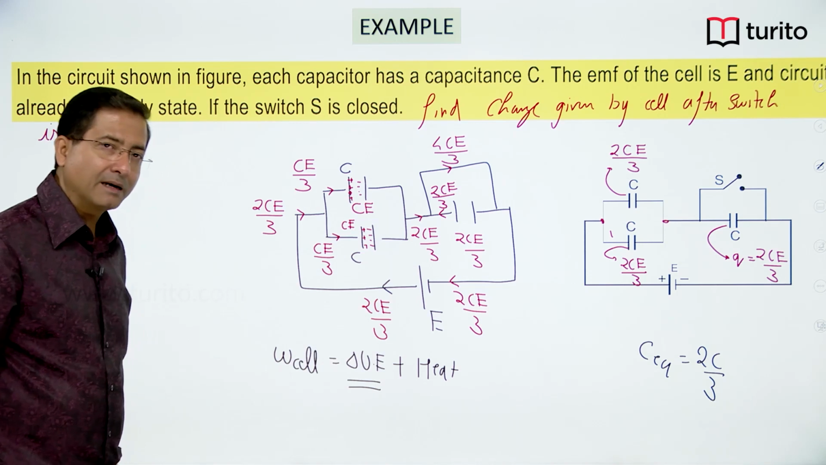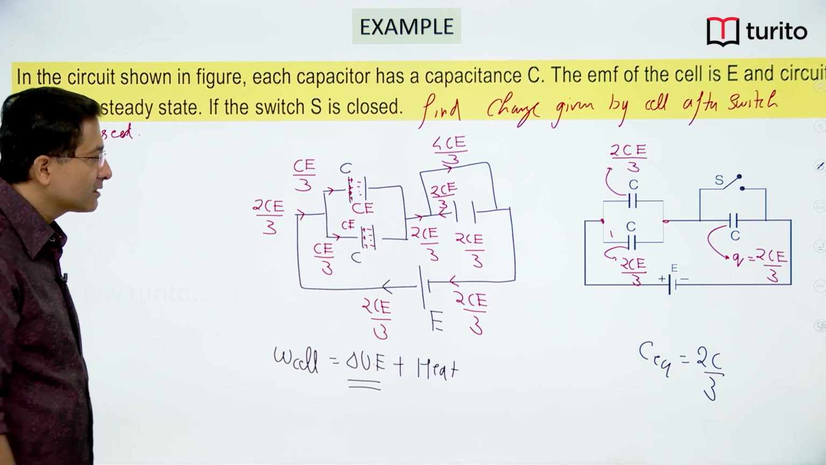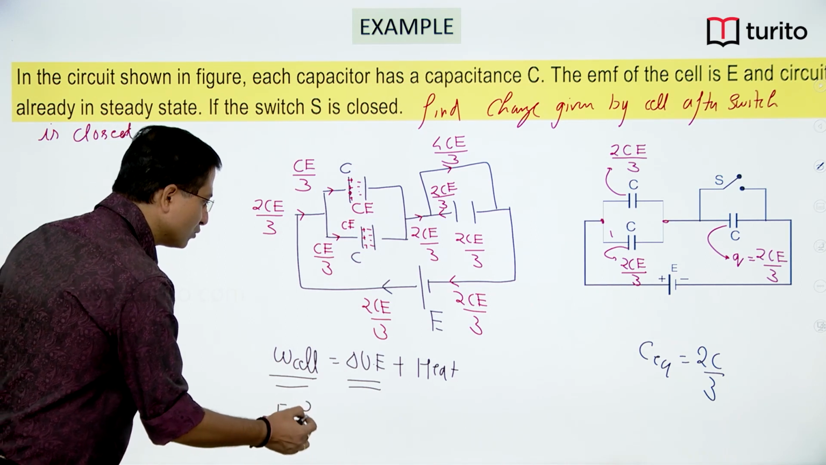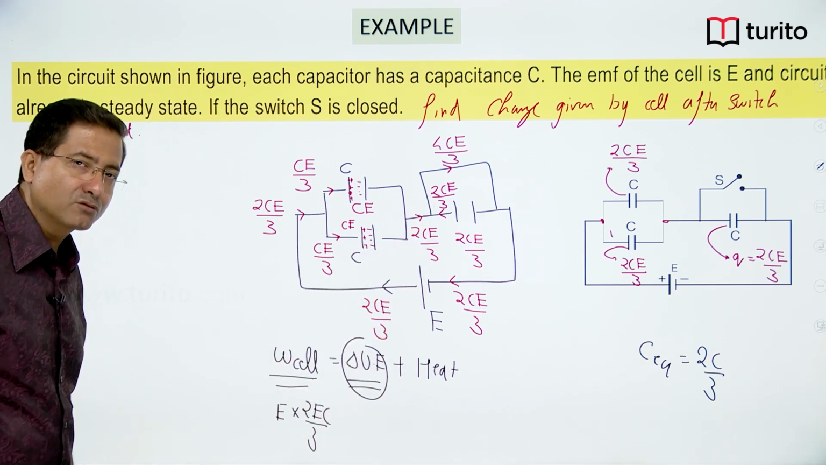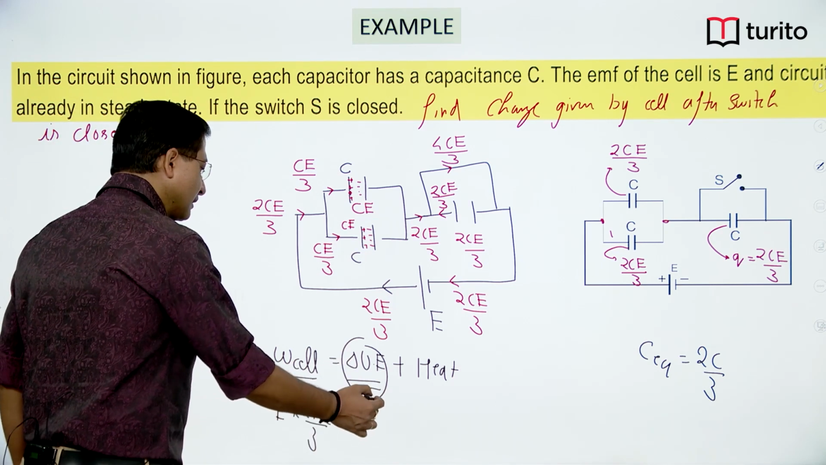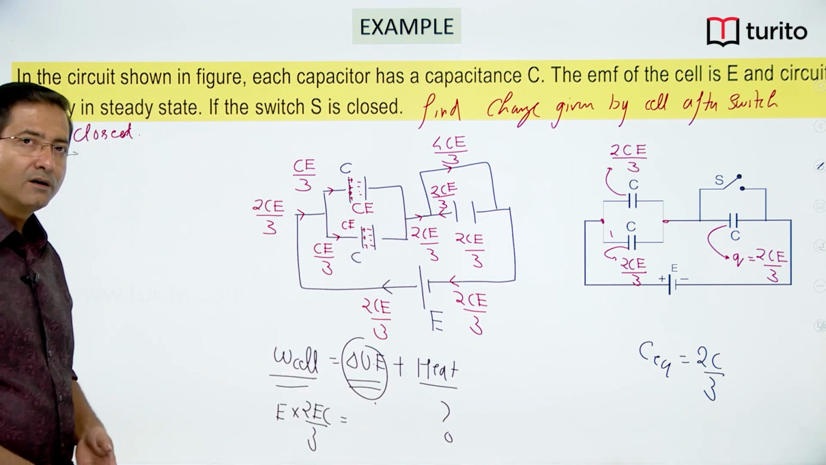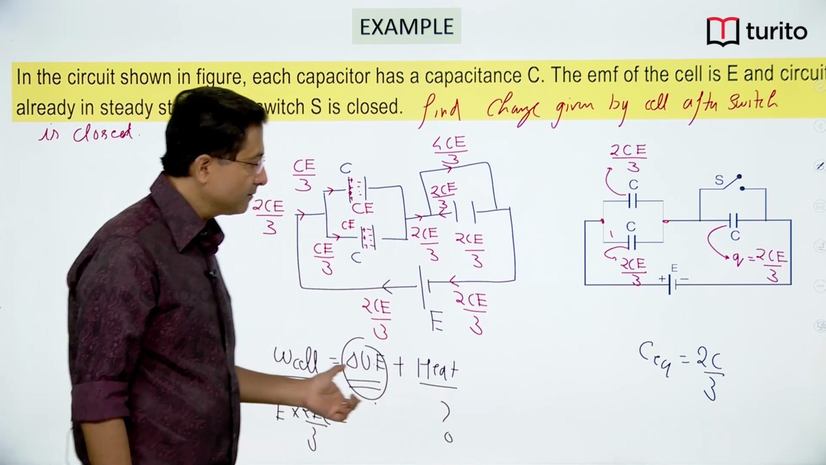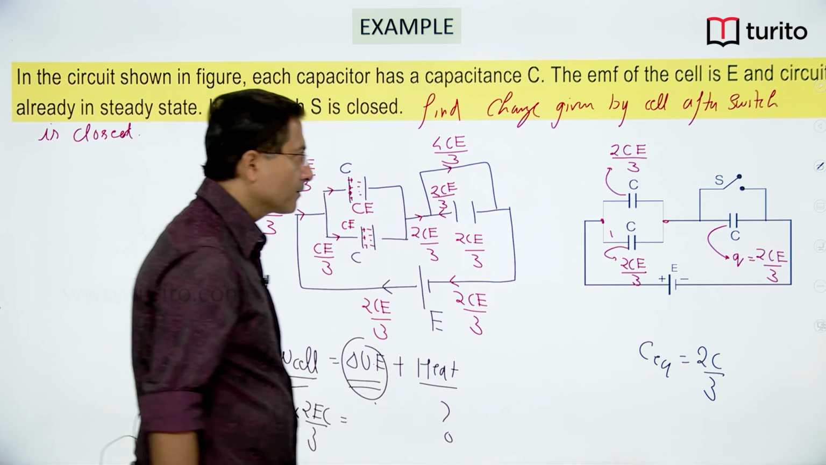How much work is the battery doing after the switch is closed? Across potential difference E, it is giving charge 2CE by 3. So work done by cell is E into 2CE by 3, and the change in potential energy you can calculate by applying the formula half q square by C final minus initial. Substitute that here, get this term on the other side, and you will get how much heat is generated after closing the switch, right. So I hope the complete concept is clear.